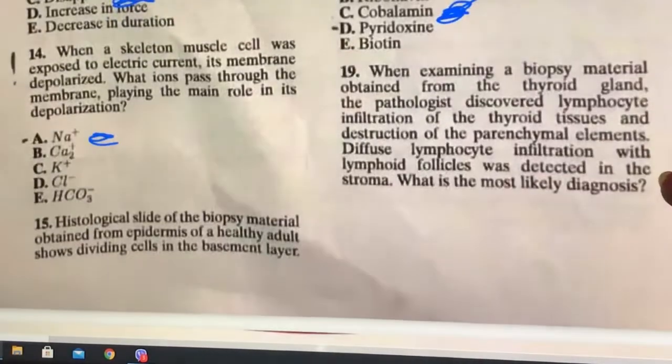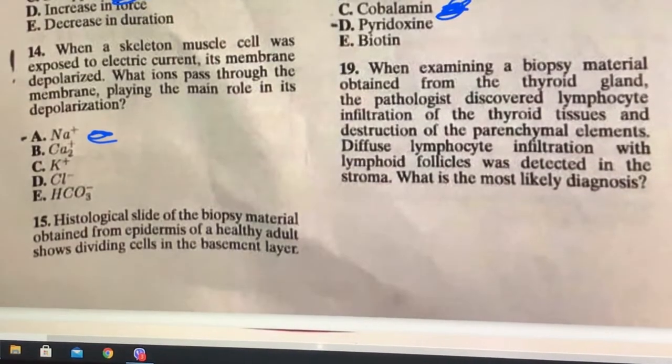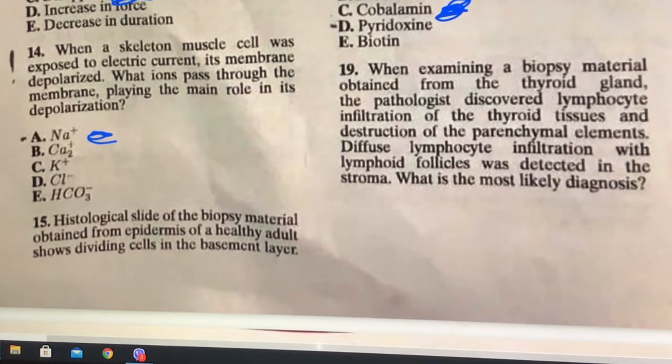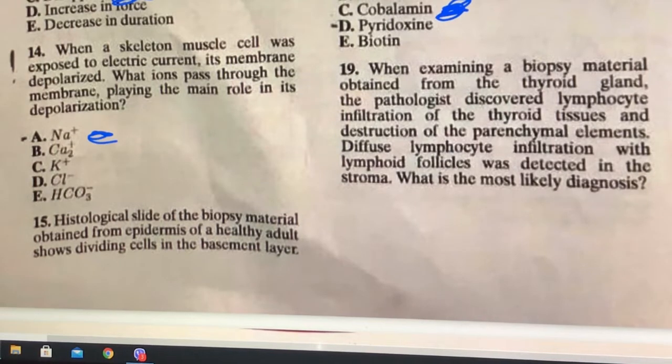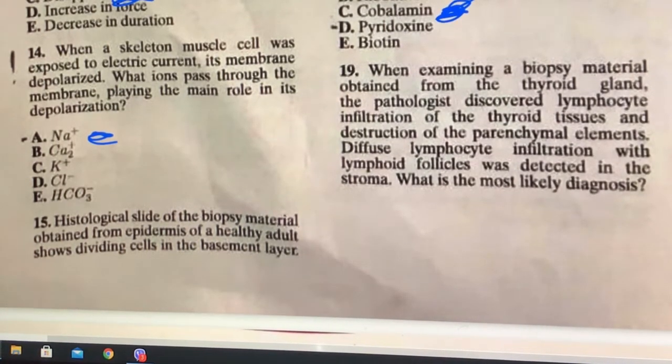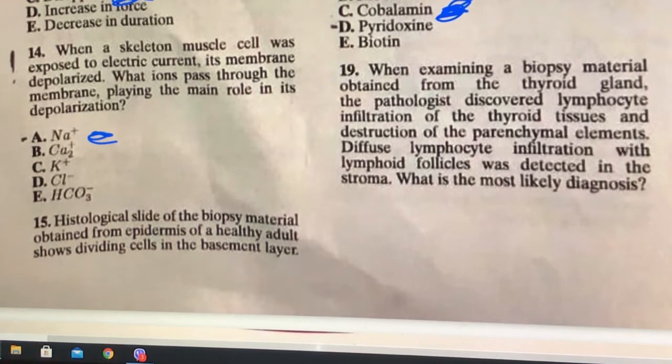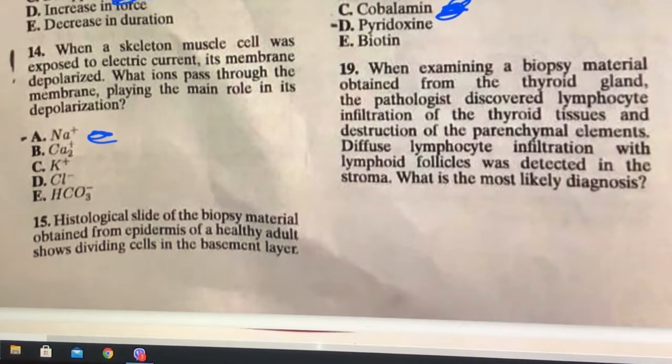Question number 19. When examining a biopsy material obtained from the thyroid gland, the pathologist discovered lymphocyte infiltration of the thyroid tissues and destruction of the parenchymal elements. Diffuse lymphocyte infiltration with lymphoid follicles was detected in the stroma. What is the most likely diagnosis?